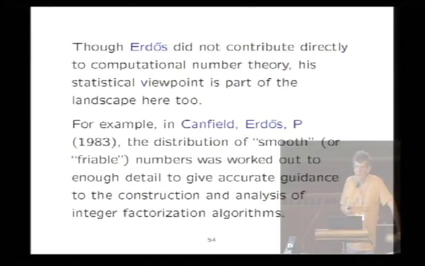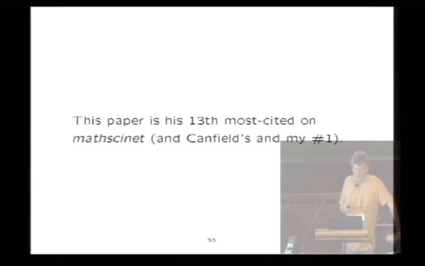smooth numbers. Now, even though this is a well-quoted paper, it doesn't even make Erdős's top 10 quoted papers, but it's close. It's Erdős's 13th most cited paper on MathSciNet. Of course, this is a little bit inaccurate because MathSciNet is sort of prejudiced against old papers. It's only looking at more recent citations. For Canfield and myself, it's our number one cited paper.